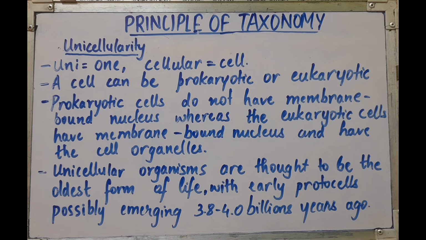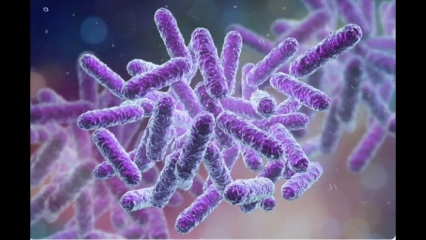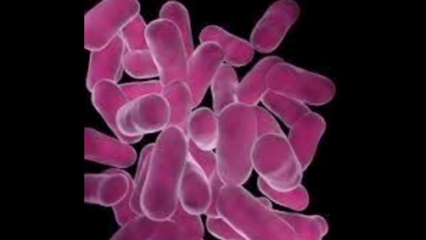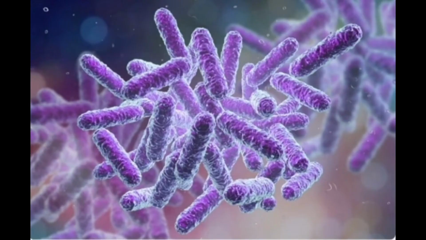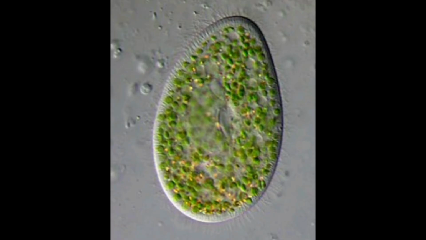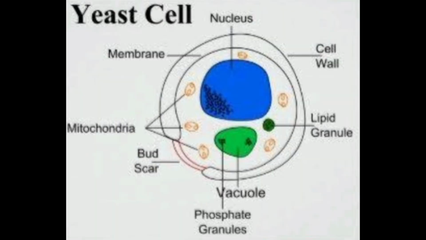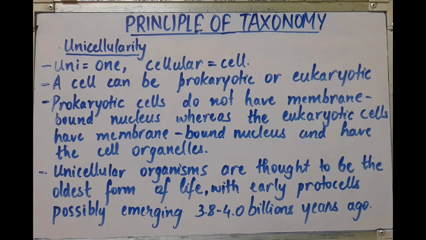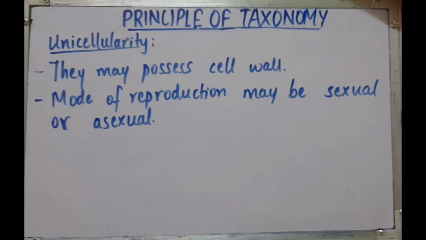All prokaryotic cells are unicellular, such as bacteria and archaea. Many eukaryotes are multicellular, but some are unicellular, such as protozoa, unicellular algae, and unicellular fungi. Unicellular organisms are thought to be the oldest form of life, with early protocells possibly emerging 3.8 to 4.0 billion years ago. They may possess a cell wall. Mode of reproduction may be sexual or asexual.